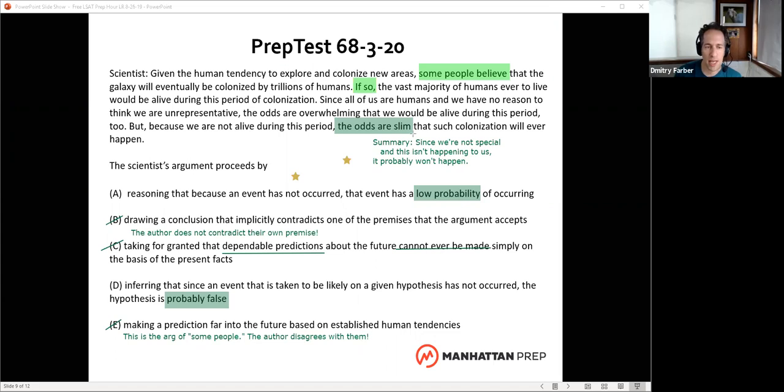But let's look at the difference between A and D. So in A, it says reasoning that because an event has not occurred, it has a low probability of occurring. What is the author saying? If we choose A, what is the event that they're saying has not occurred? How would you translate this? The colonization of space, right? So the translation, they're saying colonization of space has not happened, so it probably will not.